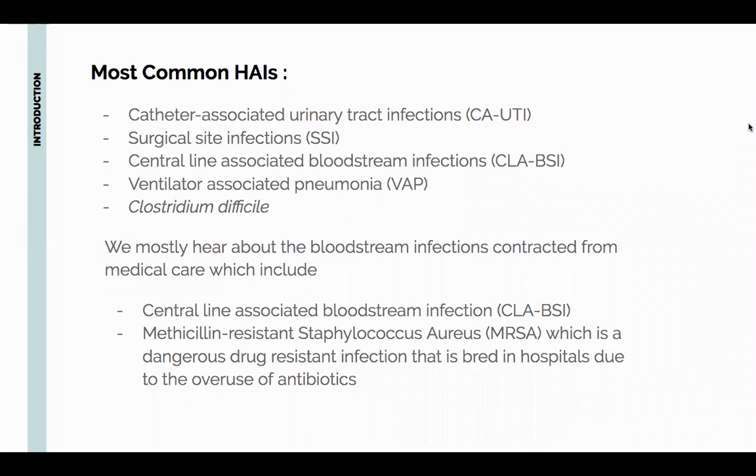The most common HAIs are catheter-associated urinary tract infections, surgical site infections, central line-associated bloodstream infections, ventilator-associated pneumonia, and Clostridium difficile, which is a microorganism that can cause issues in the intestines. We commonly hear about bloodstream infections contracted for medical care, which include central line-associated bloodstream infections and methicillin-resistant Staphylococcus aureus, or MRSA, which is a dangerous drug-resistant infection that is bred in hospitals due to the overuse of antibiotics.